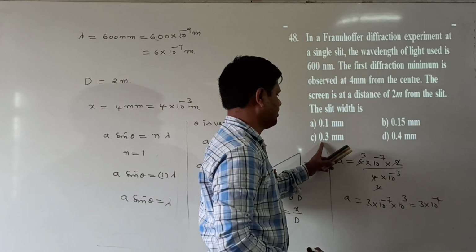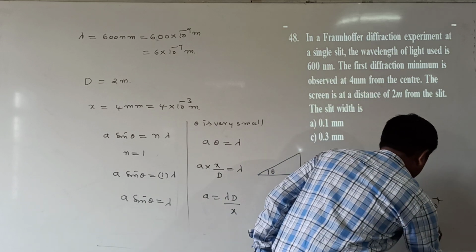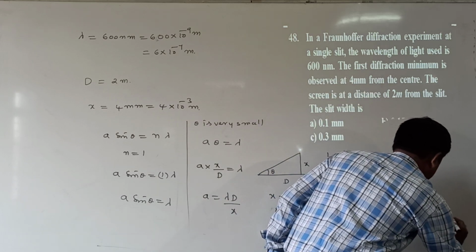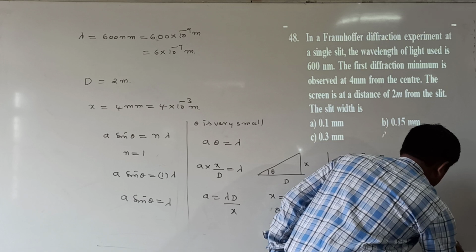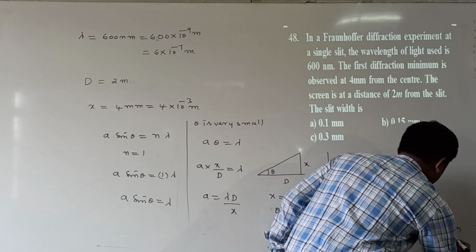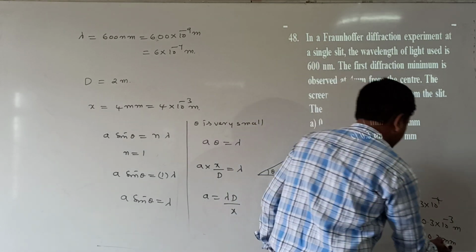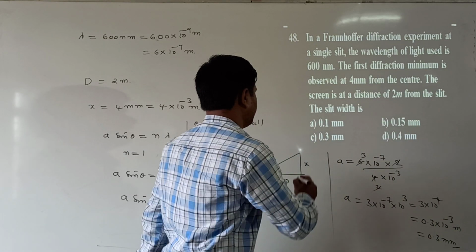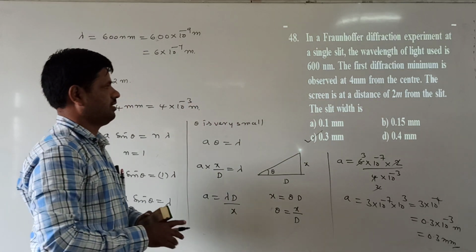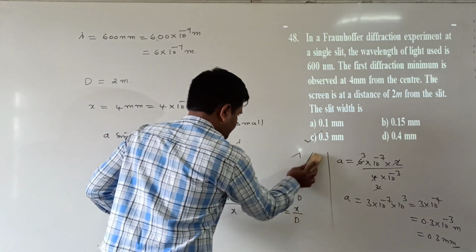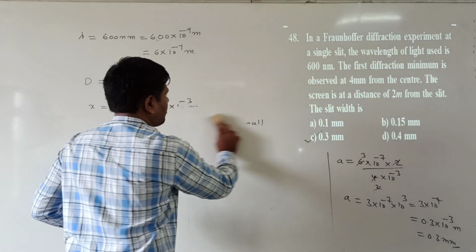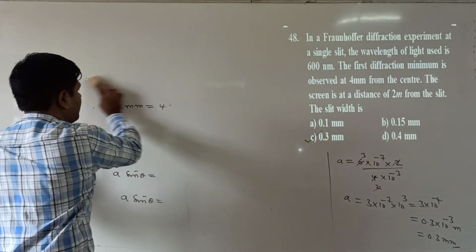3 into 10 power of minus 4 means 0.3 into 10 power of minus 3. This is in meters, and 10 power of minus 3 meter is a millimeter. So 0.3 millimeter. Which option is correct here? C option is correct. This is question number 48.